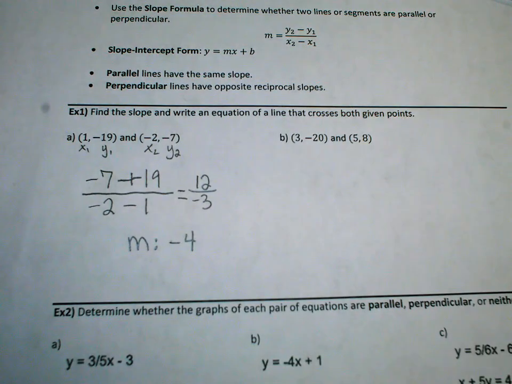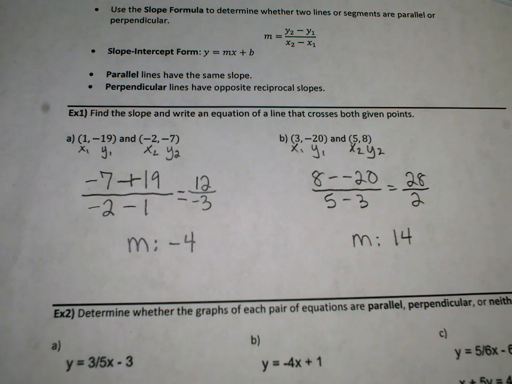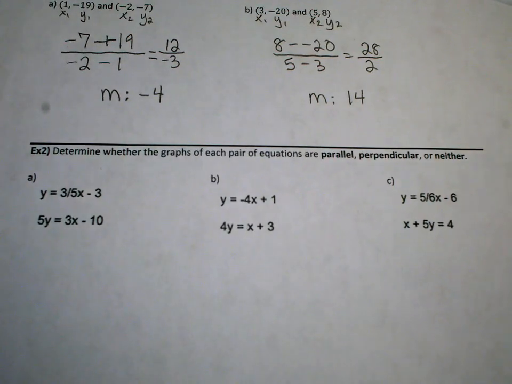Okay, I would like you to try part B, so press pause. Go ahead and try it. Okay, part B, did you get a slope of 14? Awesome. Okay, so now we're moving on.